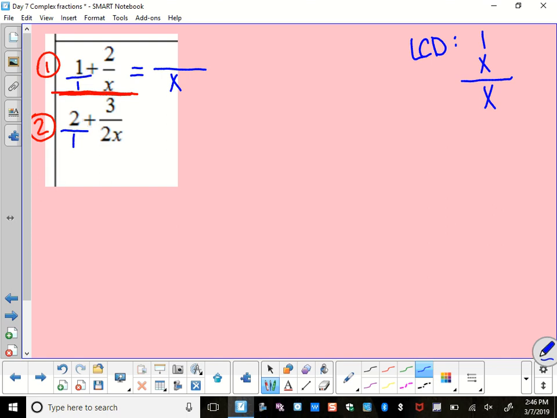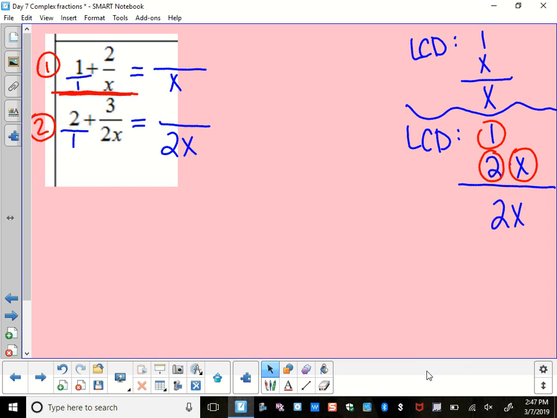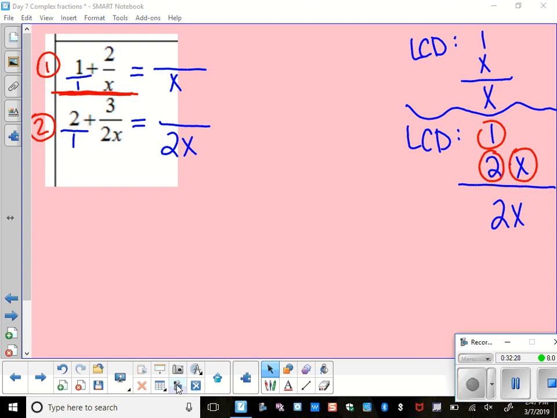On the bottom, your LCD is going to be 1 or 2 times x. What do you get? No, they're all separate, right? 2 times 1 times x gives me 2x. So that's going to be my denominator. All right, take 5 minutes to do this problem. Then we'll go over it quick.